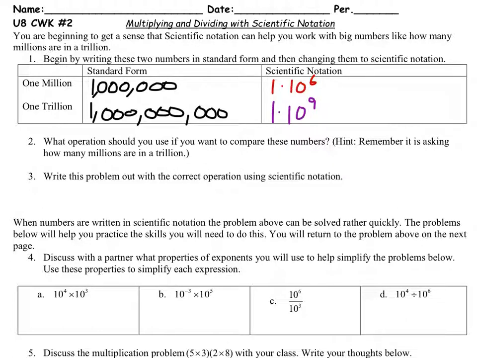So what operation should we use if we want to compare these two numbers? Again, it's asking how many millions are in a trillion. That would be division. Wait, doesn't a trillion have an extra 3 zeros? That sounds better, yeah. Let's do that.